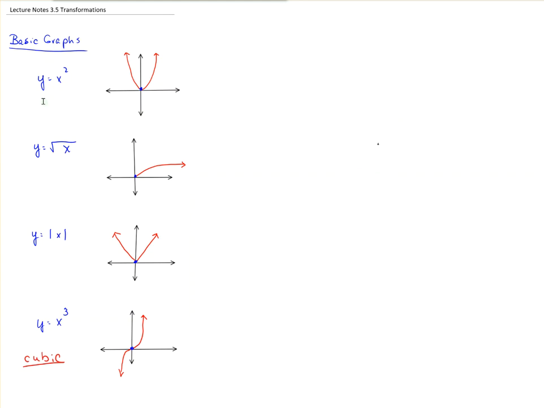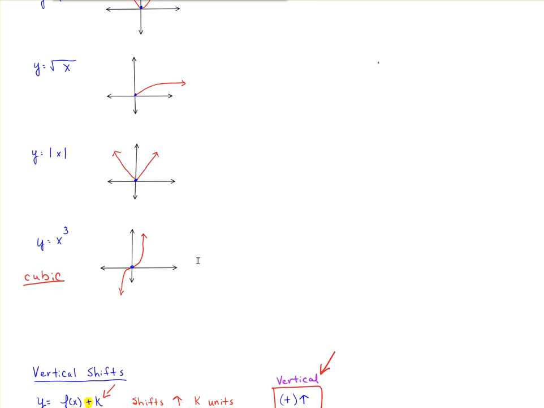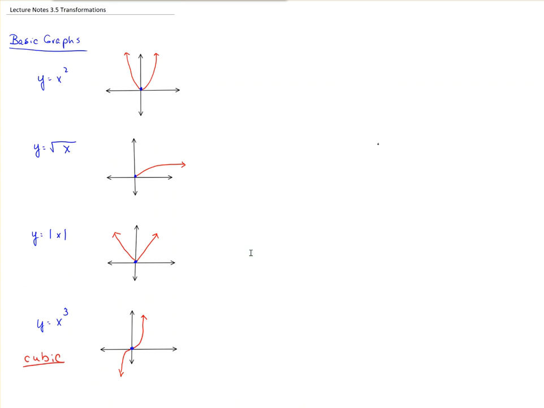So y equals x squared. Most of us know that's a parabola, and the basic one has its vertex at the origin. Y equals square root of x starts at the origin, goes to the right like this. Absolute value of x has a vertex at the origin. It's a V like this. X cubed, or a cubic equation, looks like a drain pipe and crosses and changes direction at the origin. So those are the four main ones that we will use.